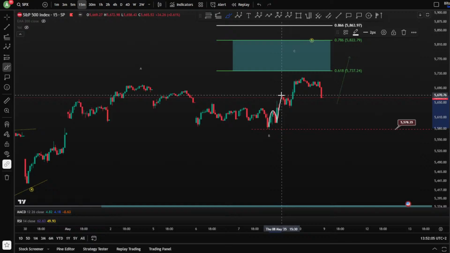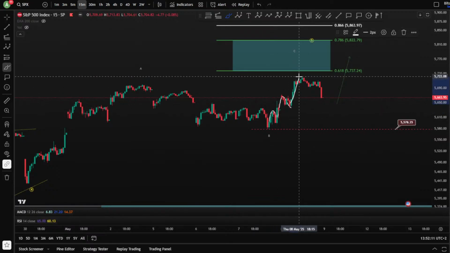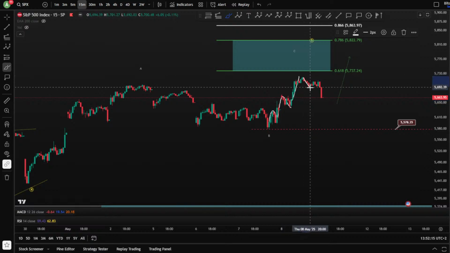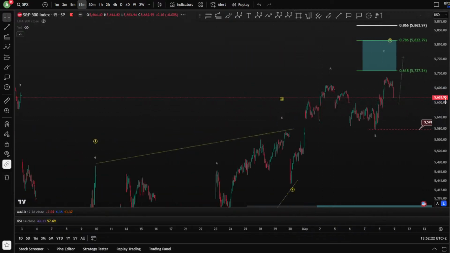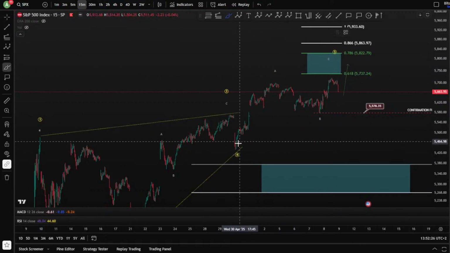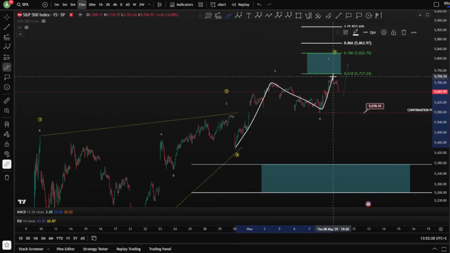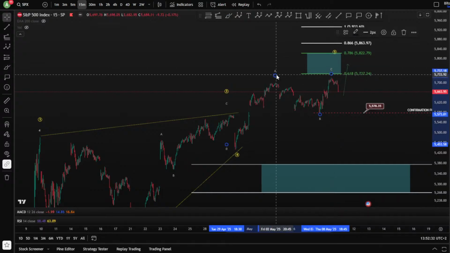Wave 3, not the shortest. 4, no intersection or interfering with zone 1. 5, extended. Finished impulse. 1, 2, 3. Be careful. SPX might have finished the ABC, guys. Yeah, taking the high. So you finished officially. We finished a zigzag for a wave 5, officially for the SPX.